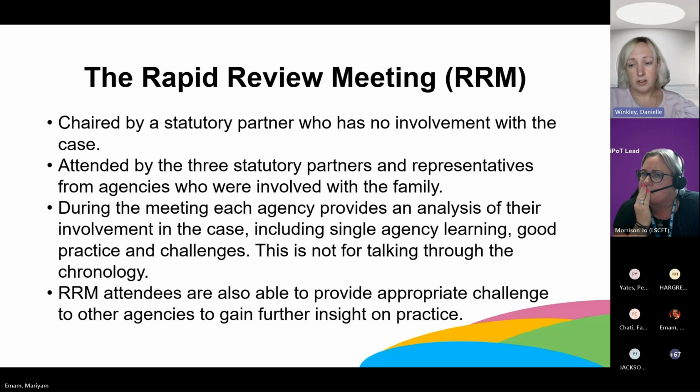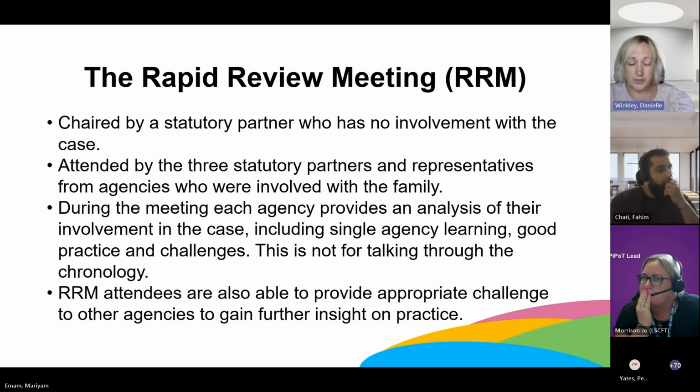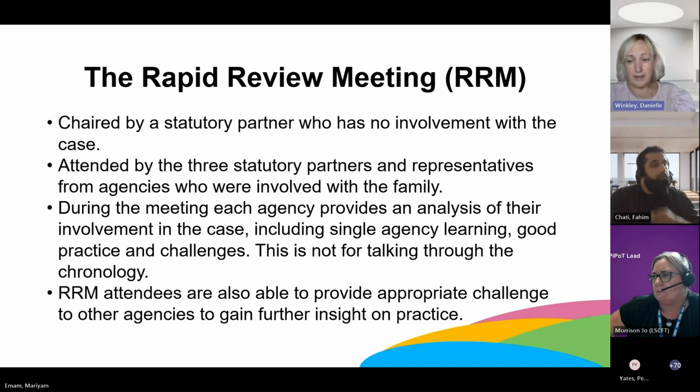It's not about talking through the chronology, it's about talking through the analysis, and it's about talking through that understanding of what happened for this family. The rapid review meeting attendees were also able to provide challenge to each other. And I think through experience of being on these panels for quite a number of years, we've got to know other agencies' practice, good practice, and what needs challenging.